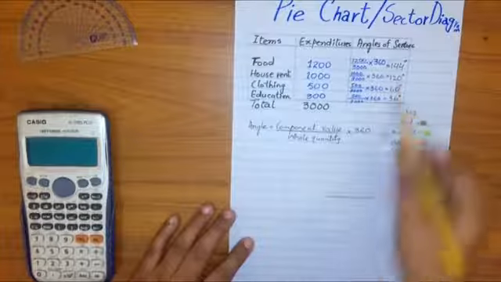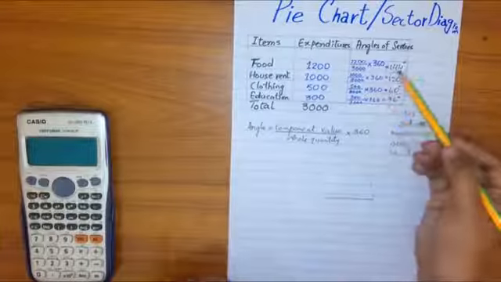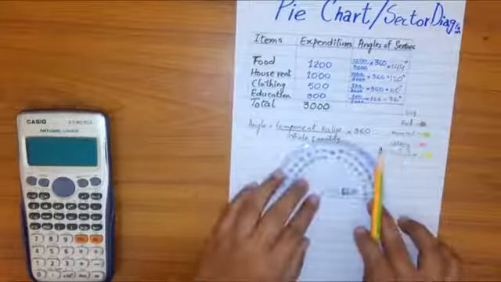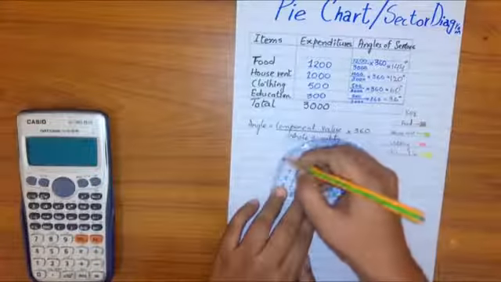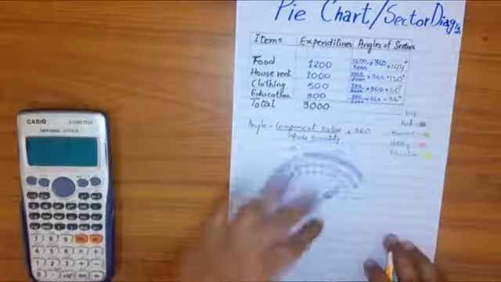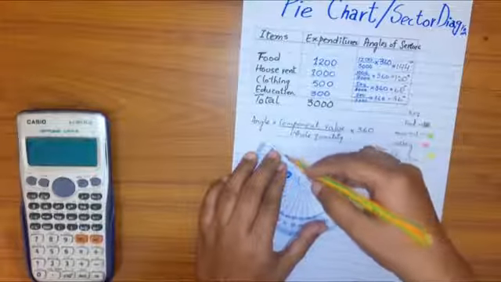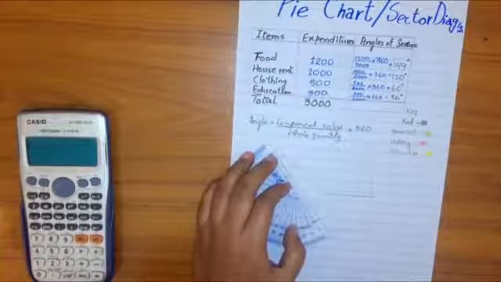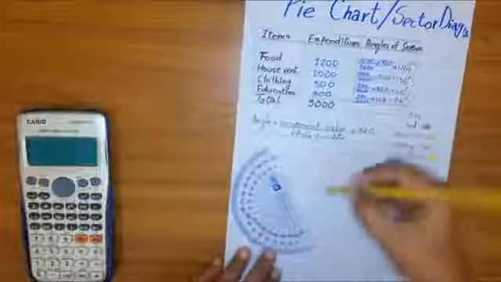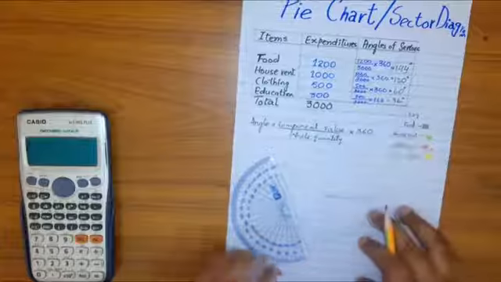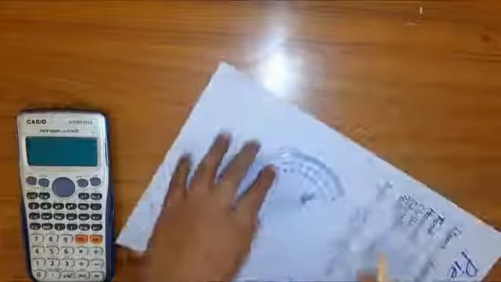Now we are going to draw all these angles here. First of all, for food, I am going to draw an angle of 144 degrees, which is somewhere here. Now for another angle, we use this line as our base. Next angle is of 120 degrees for house rent.